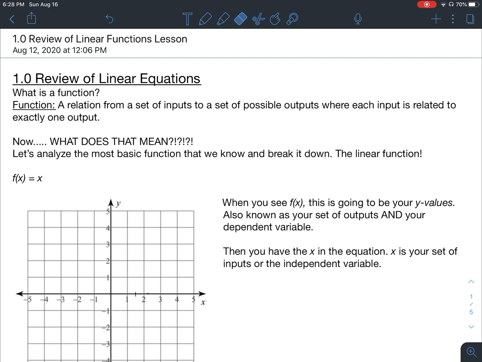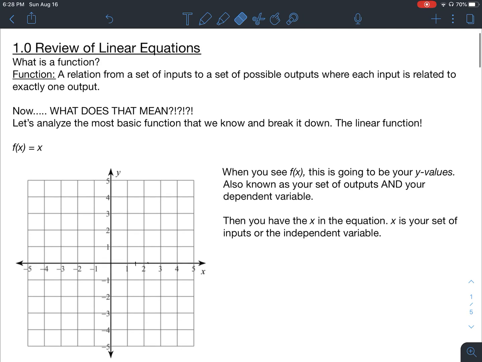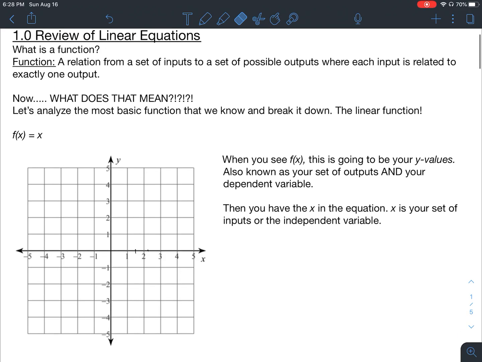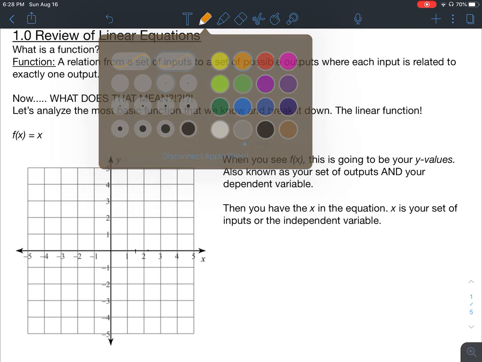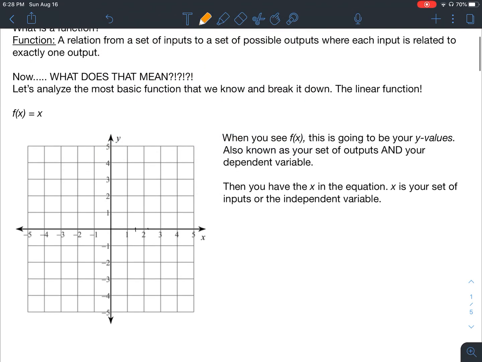We're going to be reviewing linear equations, and before we talk about linear equations, I want to make sure that we all understand the fundamental basics of what a function is. So, by definition, a function is a relation from a set of inputs to a set of possible outputs, where each input is related to exactly one output. So, let's break that down so that hopefully it actually makes sense, because I'm sure it didn't.